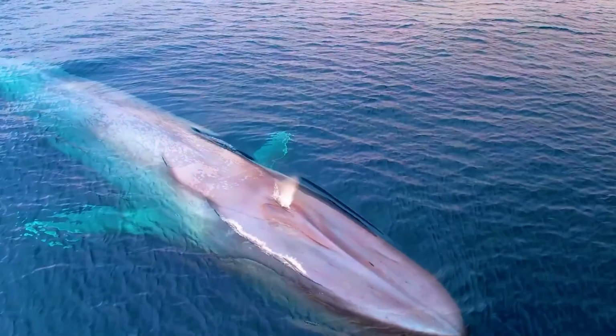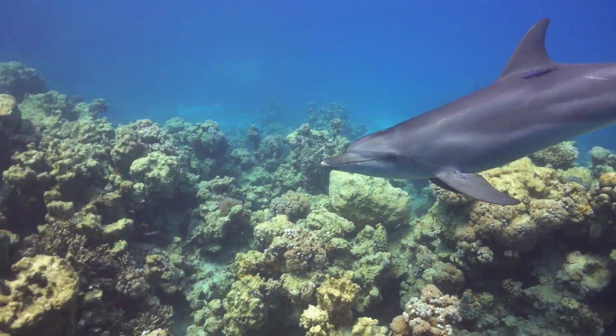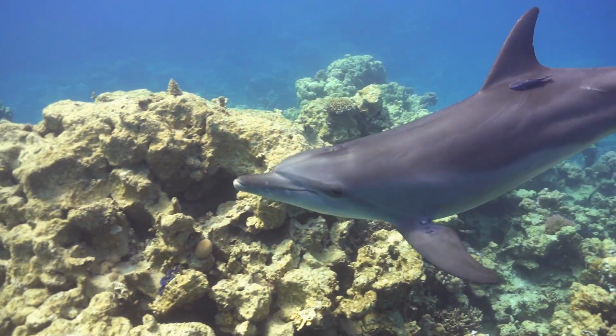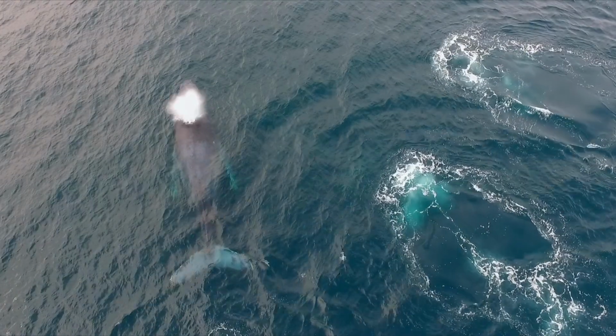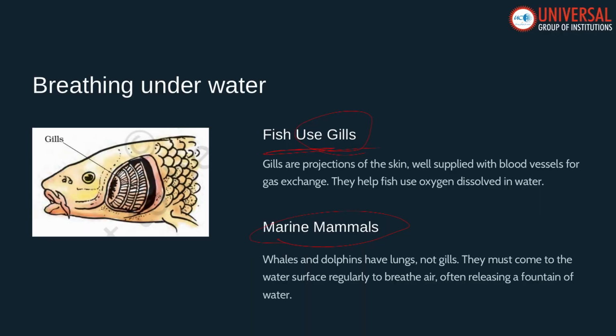What about the marine animals? Whales and dolphins, do they have gills? No. They are mammals with lungs just like us. So that's why they must surface regularly to breathe air. The famous water spout you see is not water from the lungs. It's water from the blowhole, air being forced out. So whales and dolphins have lungs, not gills. They must come to the water surface regularly to breathe in air and often release a fountain of water from the blowhole.